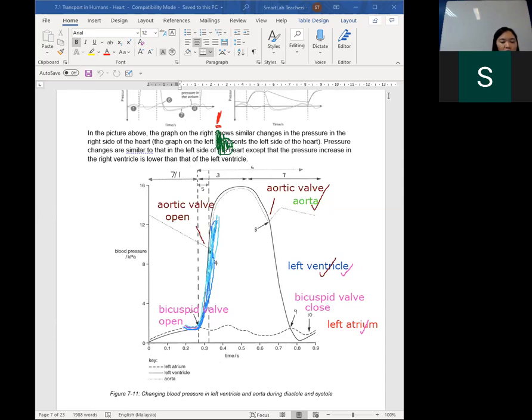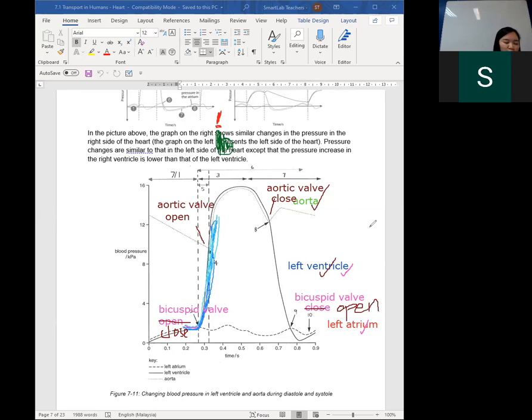Sorry, I think I wrote wrongly. This one open, this one closed. This bicuspid valve should be closed. Oops, sorry. This one closed. Then the other one should be open. Okay, is it clear?